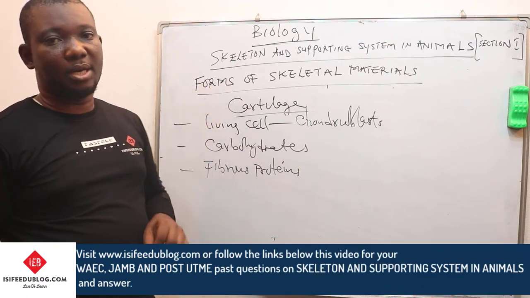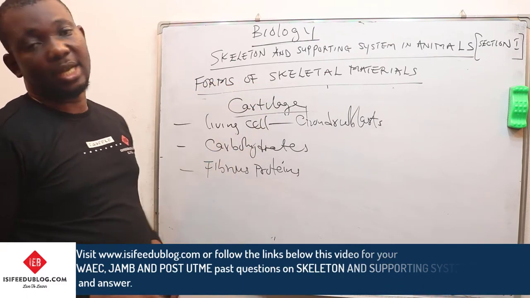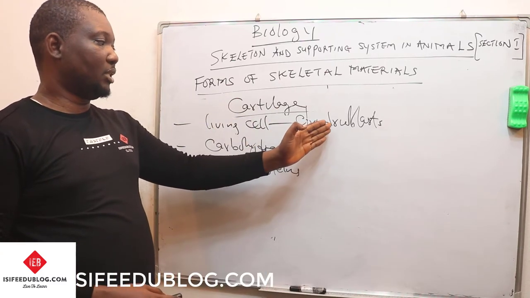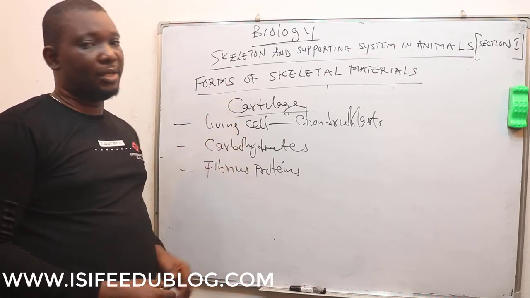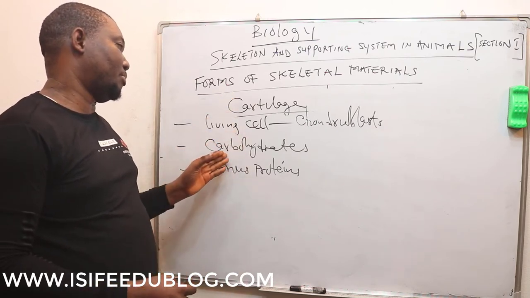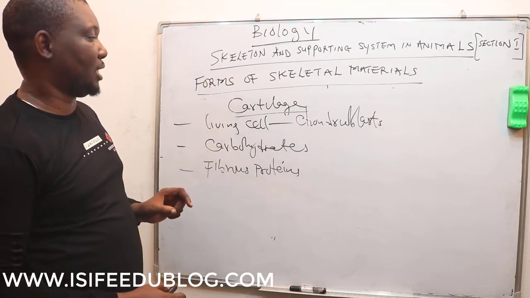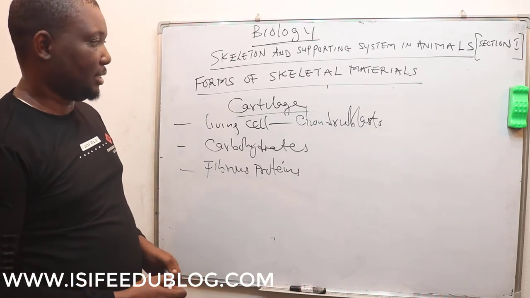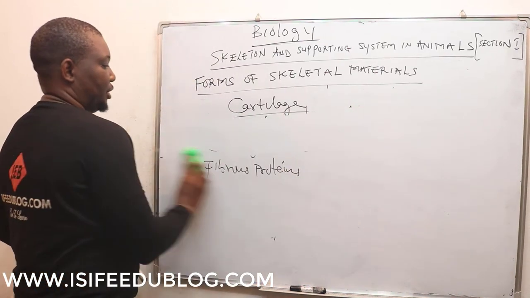It lacks minerals. No minerals in this skeletal material. So it's just a living cell, chondroblasts, carbohydrates, and fibrous protein. The carbohydrate and fibrous protein give this skeletal material flexibility and elasticity. And then we look at the types of cartilage.